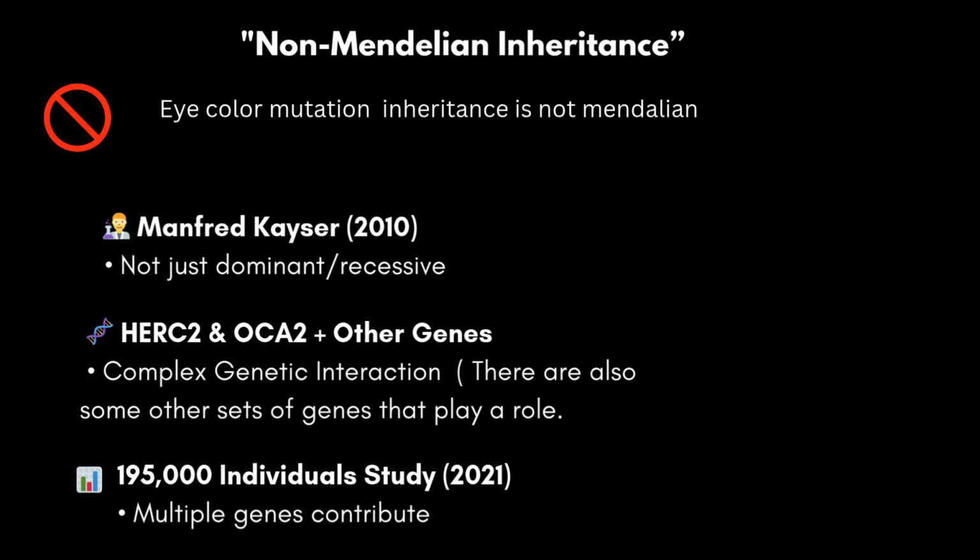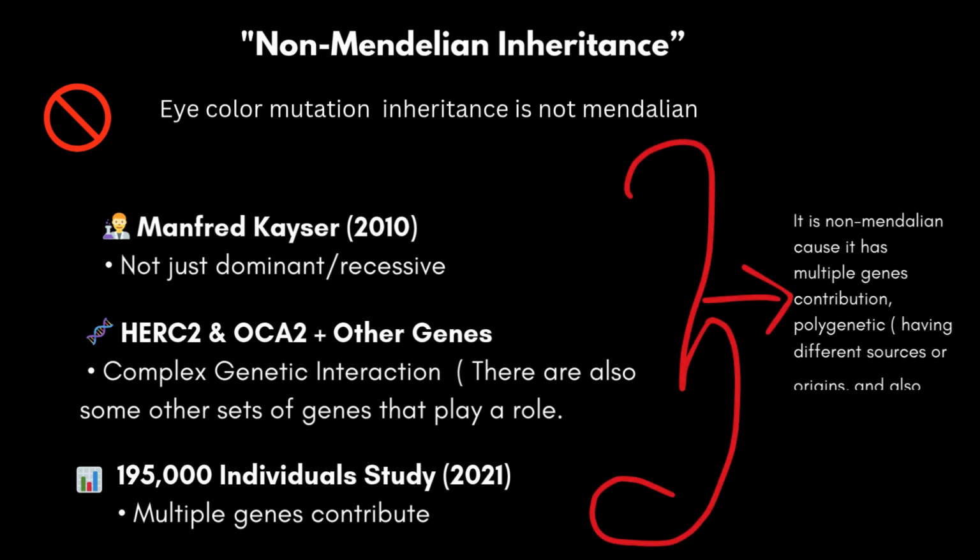It was also proved by a major genome-wide association study of around 195,000 individuals in 2021 that polygenic inheritance, where multiple genes contribute rather than one single gene, and incomplete dominance apply. Here the dominant gene won't take over as long as there is the presence of the factors that we talked about, then mutation will take place.